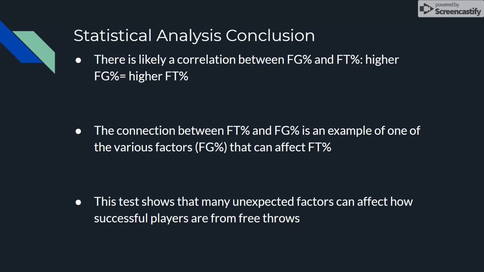The connection between free throw percentage and field goal percentage is an example of how some variables that may seem independent from one another, in this case field goal percentage and free throw percentage, actually have an effect on how successful a player shoots the basketball from the free throw line. This experiment can open doors to help people figure out how some factors may surprisingly affect a player's free throw percentage, some unexplained factors that may seem to have nothing to do with free throw percentage, but may be able to determine whether a player is a better or worse free throw shooter.